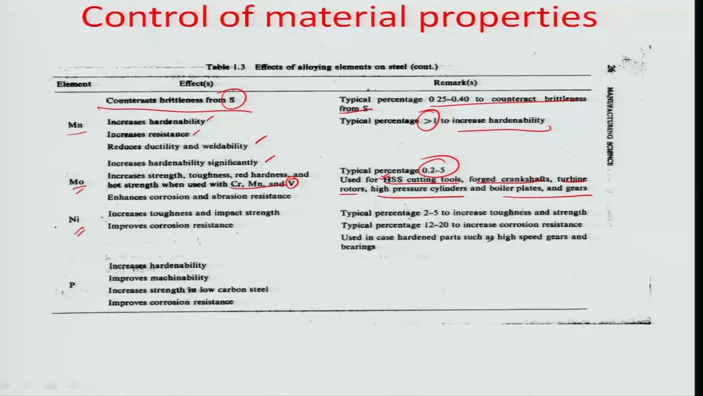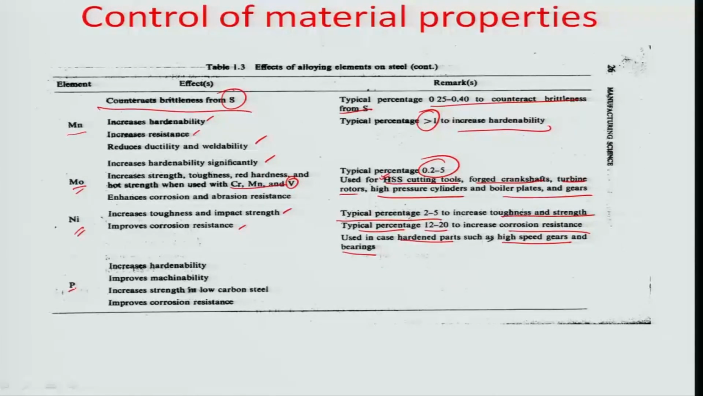Similarly, nickel would increase toughness and impact strength, and improve the corrosion resistance. These are some of the typical percentage ranges: 2 to 5% to increase the toughness strength, 12 to 20% to increase the corrosion resistance, and mostly nickel would be used in the case of hardened parts such as, let us say, high speed gears, ball bearings, so on and so forth.